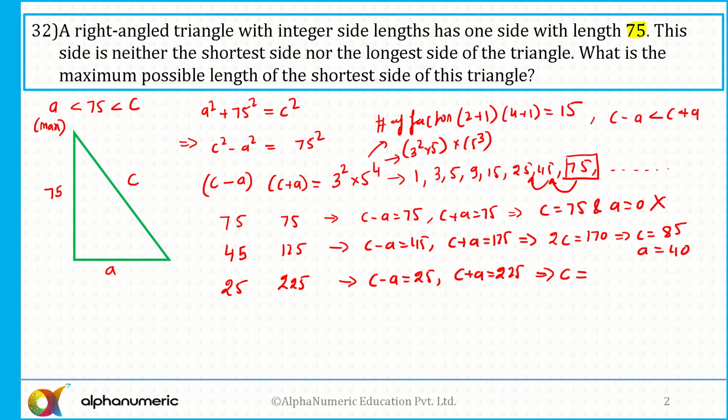So 225 plus 25 is 250, and half of 250 is 125. So c will be 125 and a will come out to be equal to how much? Here the value of a will be equal to 100. But remember one thing, we know that a is less than 75, isn't it? The value of a is less than 75. So in this case, a is coming out to be more than 75 here. So the only possible value is nothing but this. If you take any further way, in all the cases, the value of a will come out to be more than 75. This is the only solution wherein I'll get a is equal to 40.